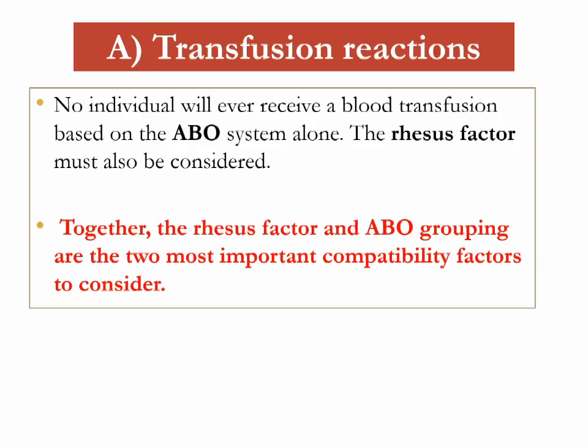It tells you that no individual will ever receive a blood transfusion based on the ABO system alone. You have to put in your consideration the two systems, the ABO system in addition to the Rh system or the rhesus factor. So both of them are very, very important. And both systems are the most important compatibility factors to consider.